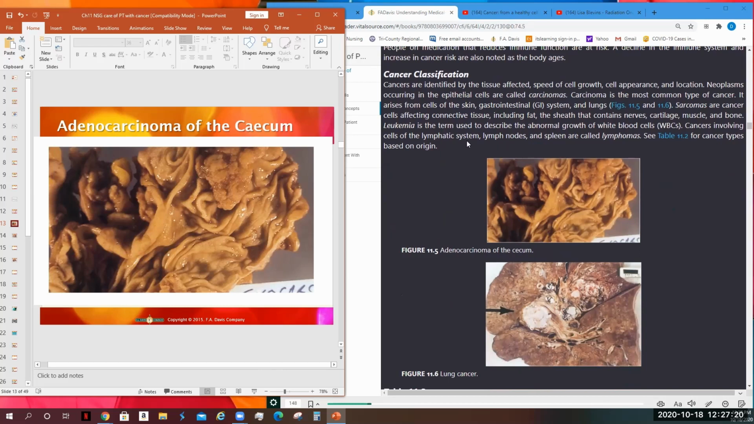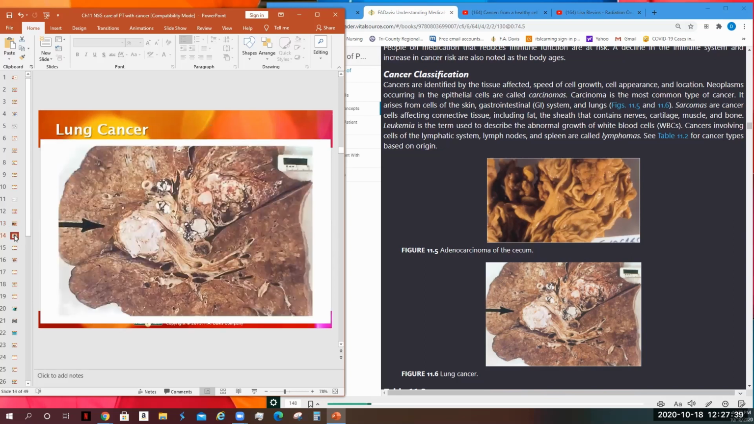Cancer classification. Cancers are identified by the tissue affected, the speed of cell growth, cell appearance, and location. Neoplasms occurring in the epithelial cells are called carcinomas. Carcinoma is the most common type of cancer. It arises from cells of the skin, GI system, and lungs. Sarcomas are cancer cells affecting connective tissue, including fat, the sheath that contains nerves, cartilage, muscle, and bone.